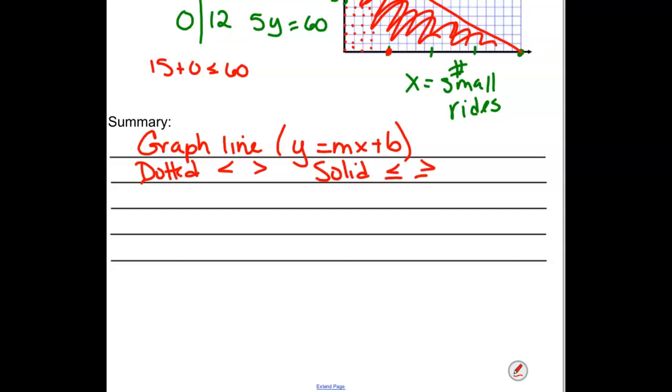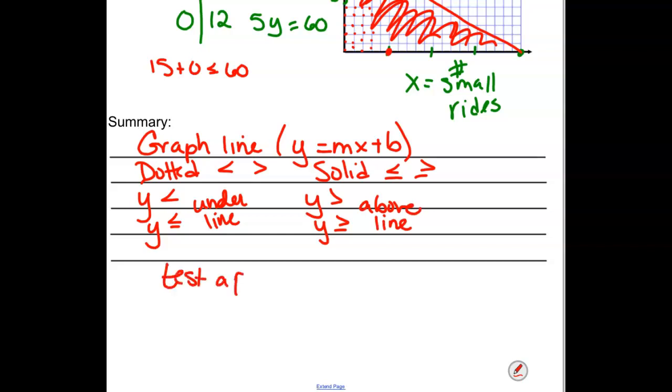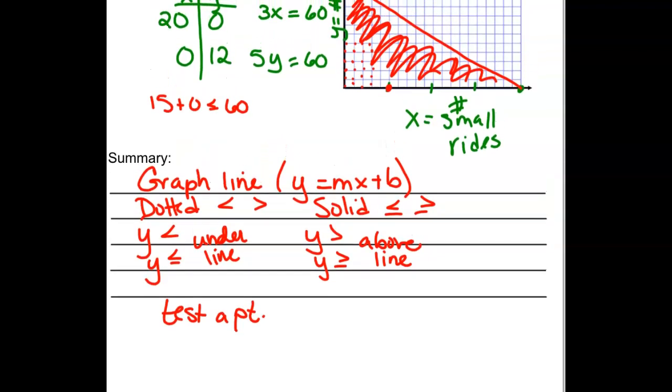If your y values have to be less than or equal to, you're going to shade under the line. If your y values are greater than or equal to, you're going to shade above the line. And remember, you can always test a point. If you try a point in the region that you've shaded and it doesn't appear to work, that means none of the points in that shaded region would work, and you've shaded the incorrect region.